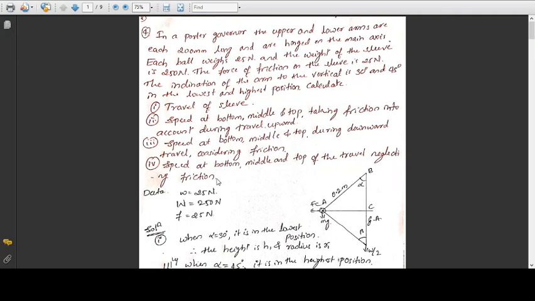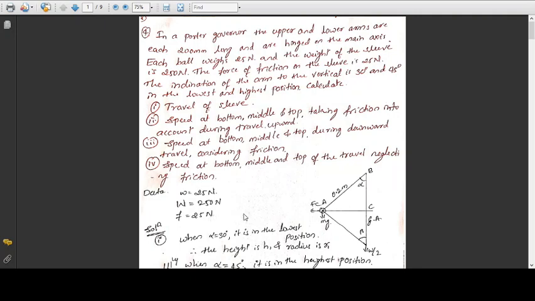So as I said in the earlier discussion, the very first step is you need to list the given data. Here in the statement he has given that each ball weighs 25 Newton, that is small w equal to 25 Newton, and he has given the weight of the sleeve as 250 Newton, and also the force of friction, that is F equal to 25 Newton.